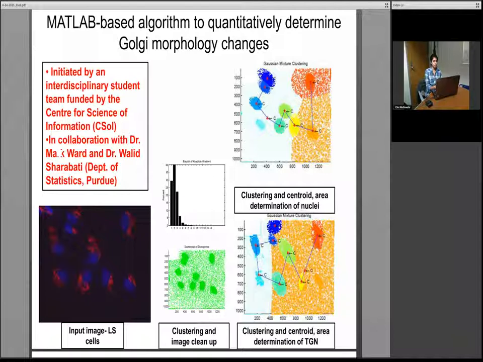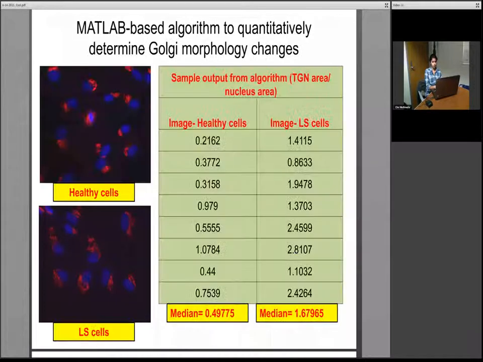And finally, what the code is then designed to do is match the nucleus with the Golgi. So based on the positions of the centroids, the nucleus and the corresponding Golgi are matched, and with the areas in hand, it provides us with an output that is actually the ratio between the area of the Golgi to the area of the nucleus, which is ultimately the information that is biologically relevant, and that is the information we seek from this analysis. So this is just a sample output from both healthy cells.